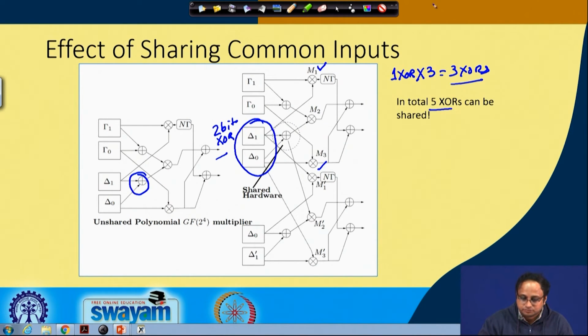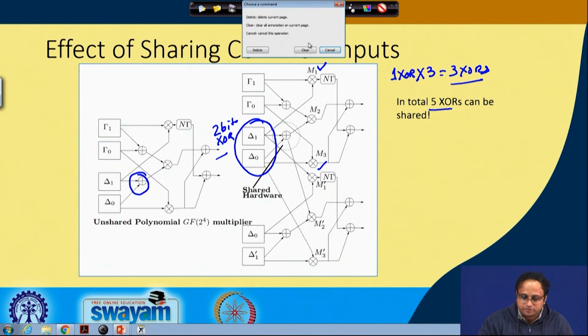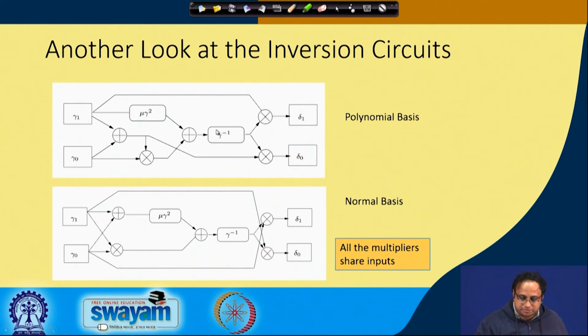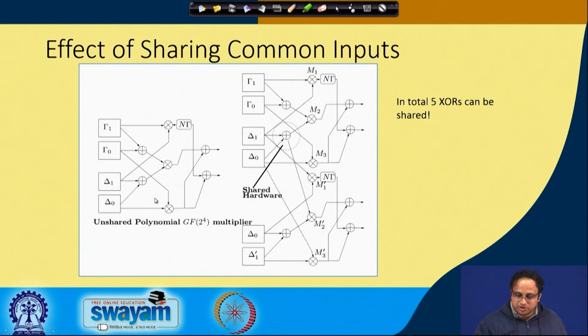So here, if you have shared inputs, you have an opportunity to save 5 XORs. Now if I take a look back and compare this circuit with the previous circuit, that means the polynomial basis circuit with the normal basis circuit, in the normal basis circuit you have more opportunities of sharing. Whereas in this case, you can share, but not in one case. So straight away there is an advantage of 5 XORs in this computation. So it turns out that the normal basis representation at the top level is probably a good way to get a compact implementation. So all the hard maths pays in terms of gates.